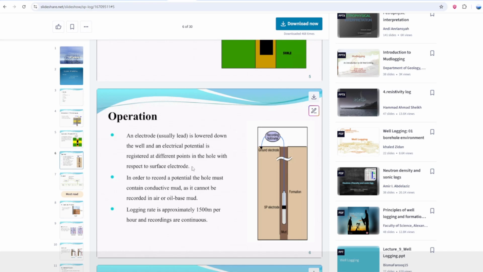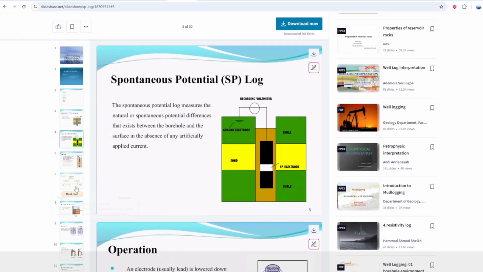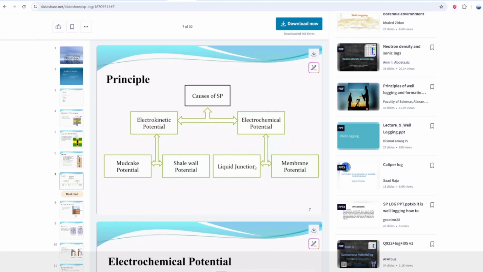The logging rate is approximately 1,500 meters per hour, and recordings are continuous. So, what are the causes of the spontaneous potential? We have two causes. We have the electrokinetic potential and we have the electrochemical potential.